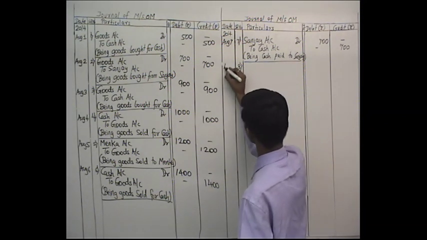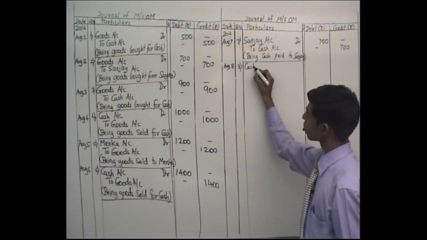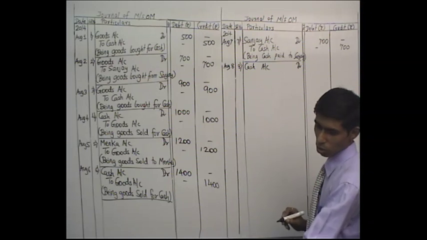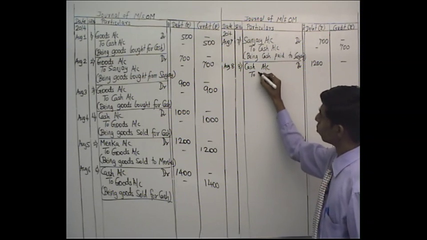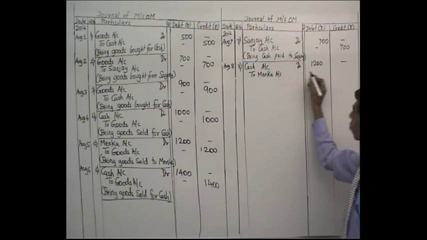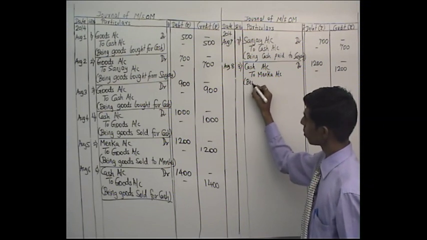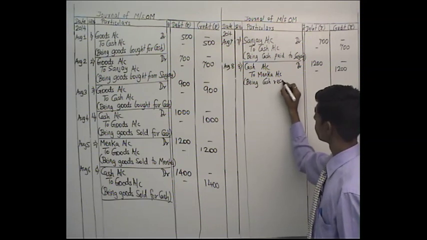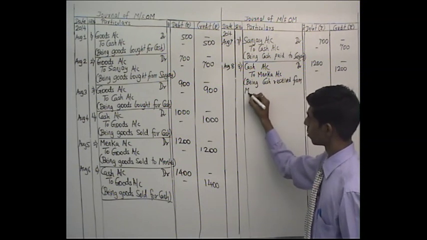That is August 8. Cash account debit 1200 to Menka account 1200, being cash received from Menka.